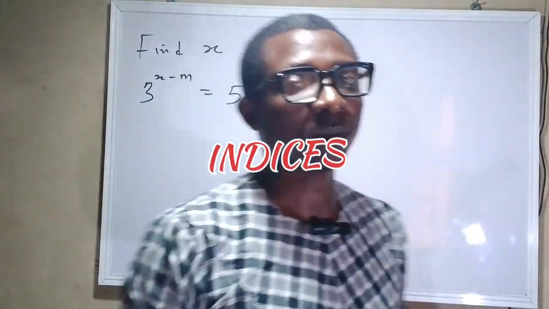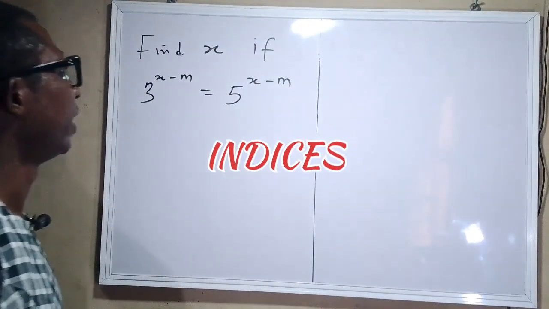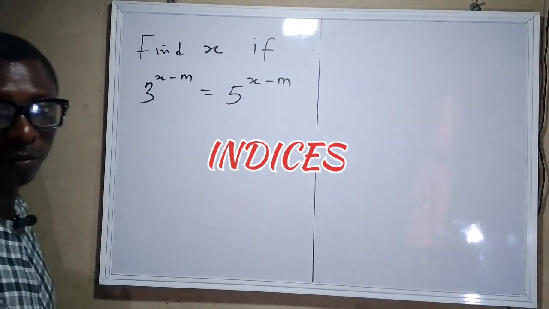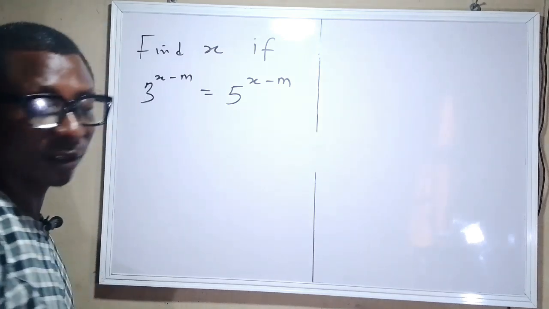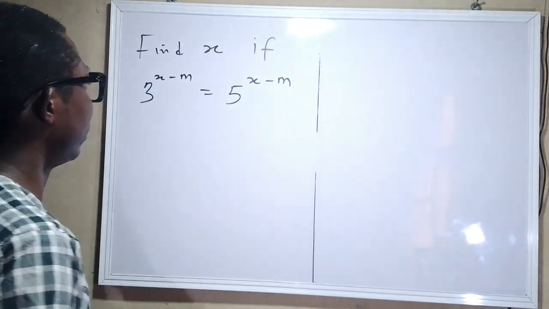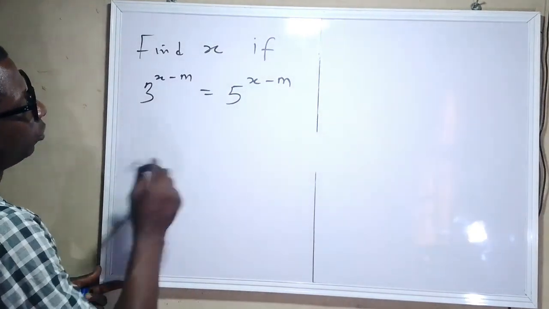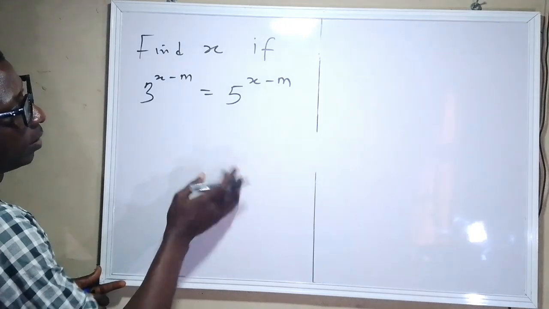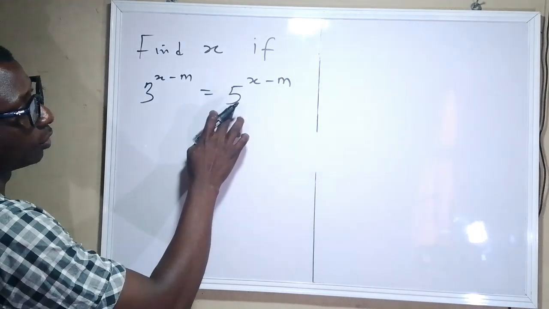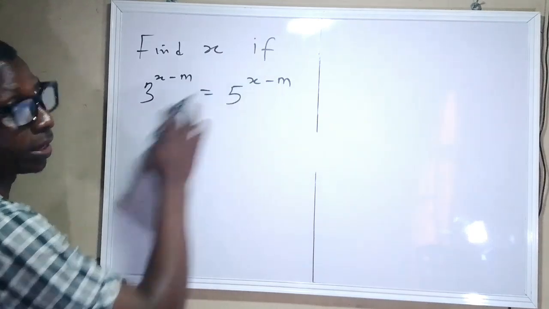Now let's solve this problem. Find x if 3 raised to the power of x minus m equals 5 raised to the power of x minus n. The first thing to do here is to divide both sides by 5 raised to the power of x minus m.